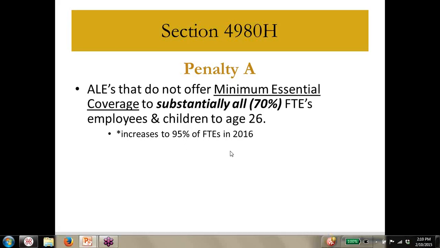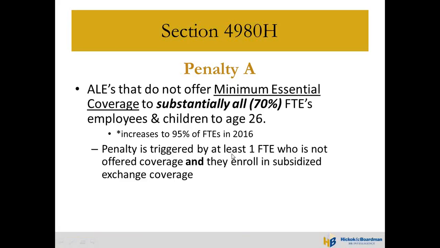So for this year, if you can show that you have offered this minimum essential coverage to at least 70% of your full-time employees and their dependents up to the age of 26, then you would not be subject to penalty A. And this penalty is triggered if one of those full-time employees who you did not offer coverage to went to the exchange and enrolled in subsidized exchange coverage.